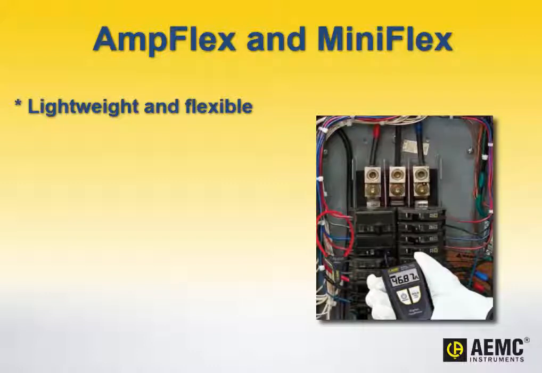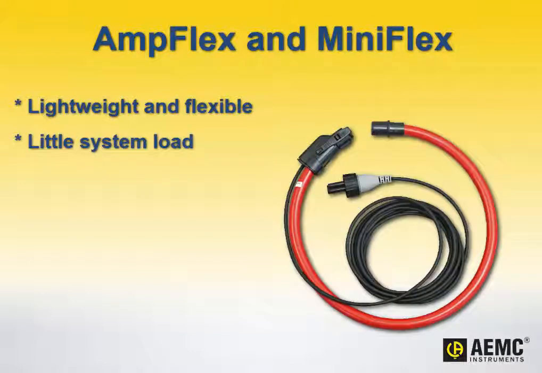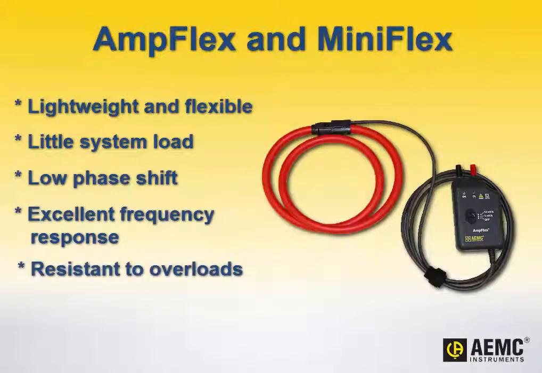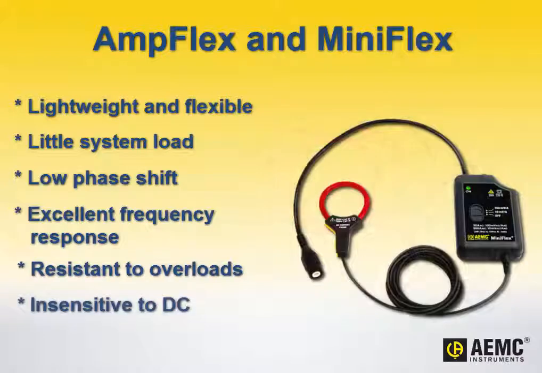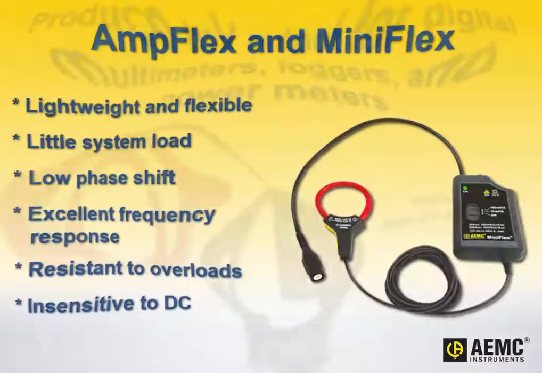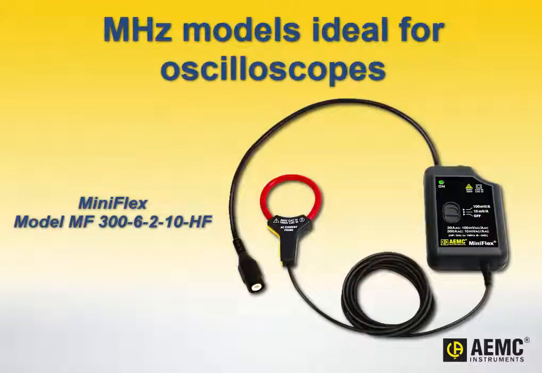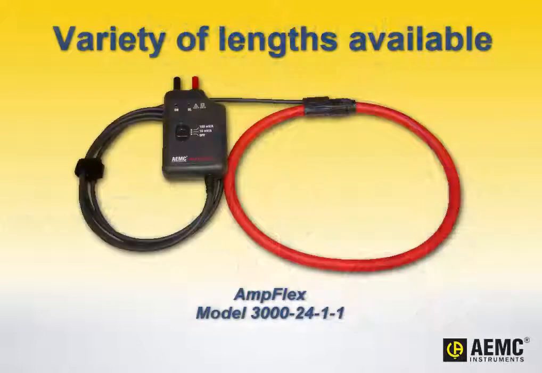These probes create virtually no load on the system under test, have a low phase shift and excellent frequency response, and cannot be damaged by overloads. And they are insensitive to DC currents, so only the AC component of the measured signal is displayed. These probes produce a millivolt output proportional to the current measured for direct readings on digital multimeters, loggers, and power meters. Models specifically designed with a 1 MHz bandwidth are ideal for oscilloscopes, and the probes come in a variety of lengths.